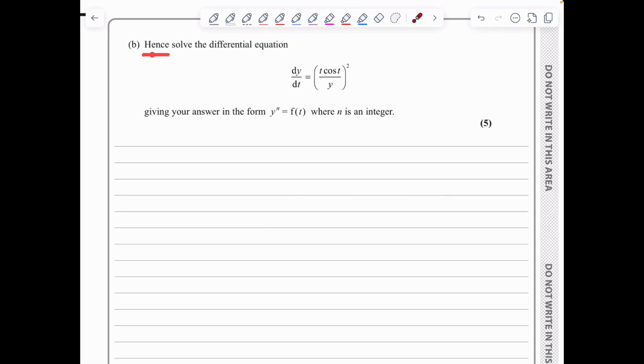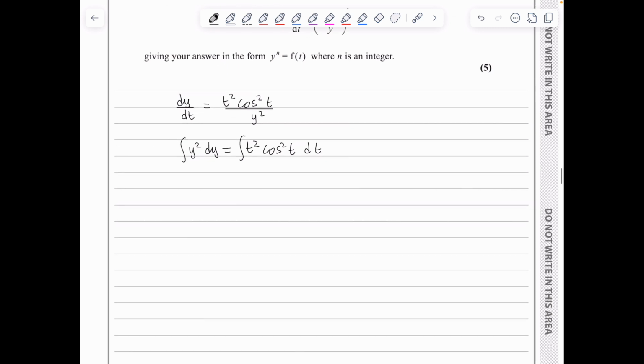We are then told to hence solve the differential equation given here, giving our answer in the form yⁿ = f(t), where n is an integer to be determined. So looking at the differential equation given, we've got dy/dt is t² cos² t over y². So I will be using cross multiplication to separate the variables and collect the y's with dy on the left hand side and the t's with dt on the right hand side. So we're looking at y² dy is t² cos² t dt, and I can integrate both sides.